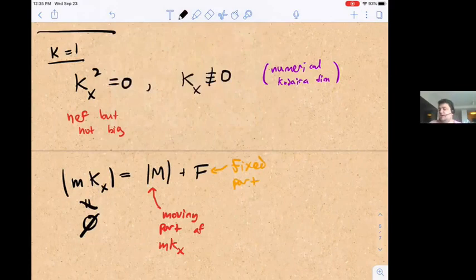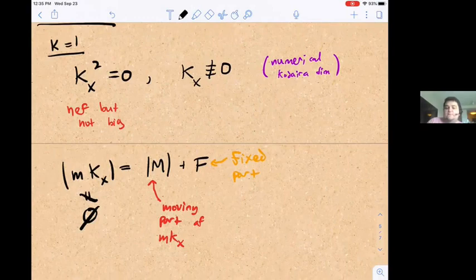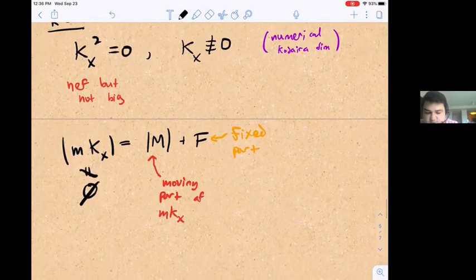So basically what this means is it might be the case that there's some divisor F which is contained in every section of mK_X. Pull that out, that's going to be F. So every section of mK_X is of the form F plus something linearly equivalent to M. And we know that this M piece is not empty because the Kodaira dimension is 1. For large enough m, we have more than one section, so it can't just be a fixed divisor. Okay, so write it like that.